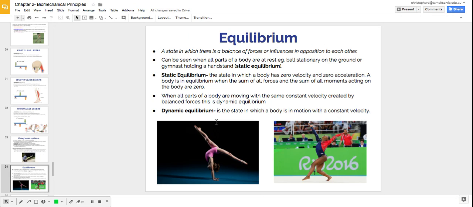We now move on to equilibrium, which is a state in which there is a balance of forces or influences in opposition to each other. Static equilibrium is when all parts of the body are at rest. So we might think about a ball stationary on a tee, or our gymnast here that is stationary. There's no movement here, so there is zero velocity and zero acceleration. When all the body parts are moving, for example during a floor routine, with the same constant velocity created by balanced forces, this is dynamic equilibrium.